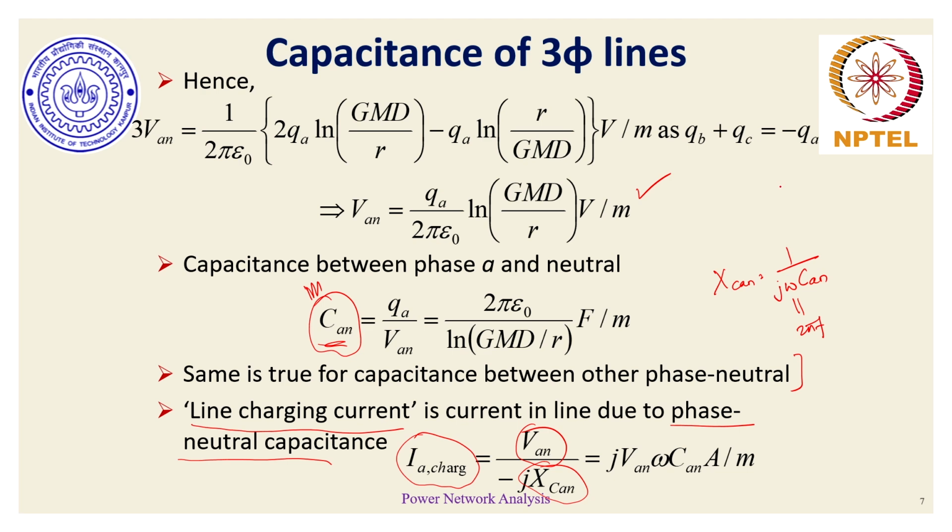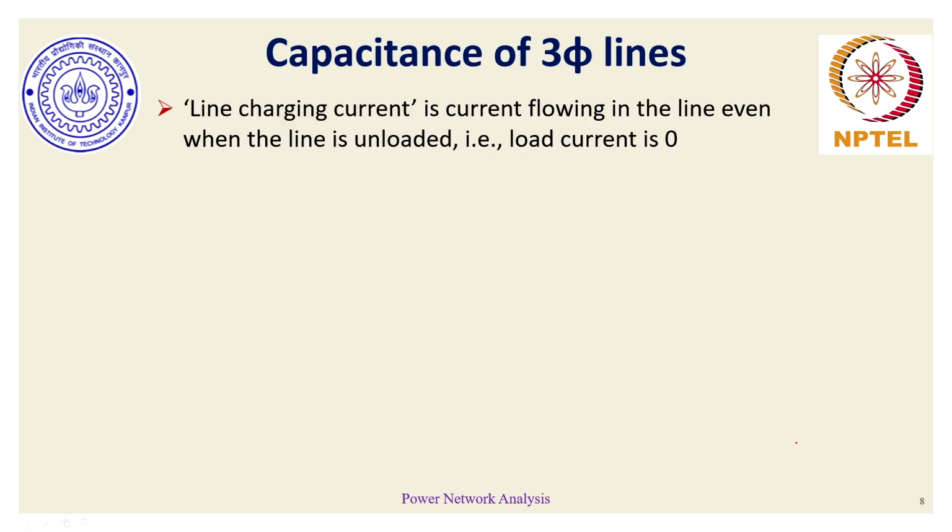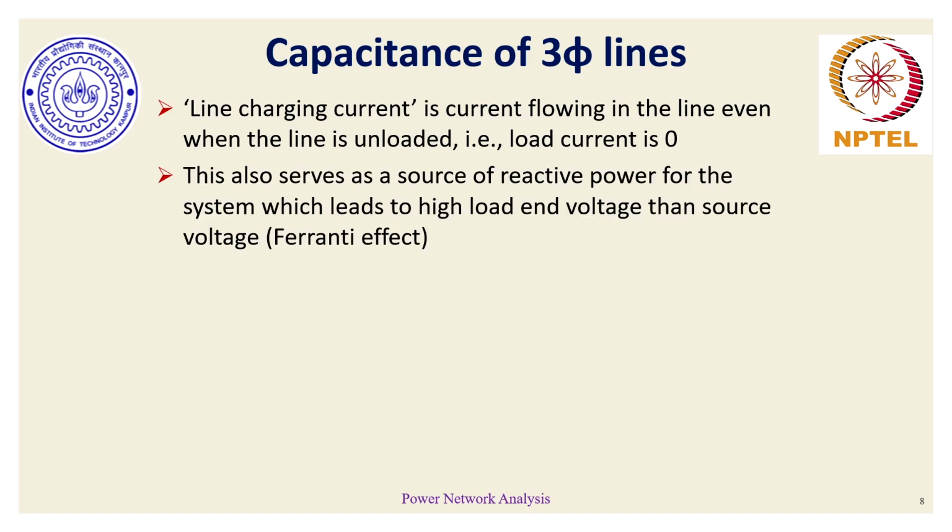So if I have to find the charging current IA, X is just 1 by omega CAN. So to find the charging current, VAN divided by minus j XCAN, which when I substitute over here results in this particular term. So this is the line charging current which is flowing even when the load current is 0. That means the line is not delivering any actual load.